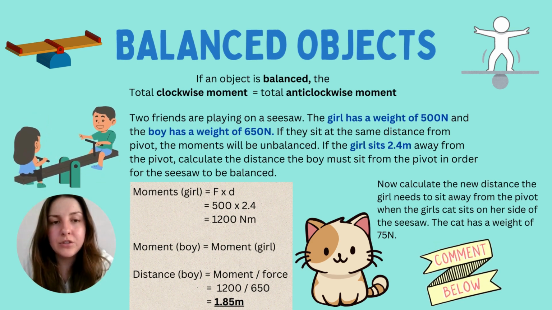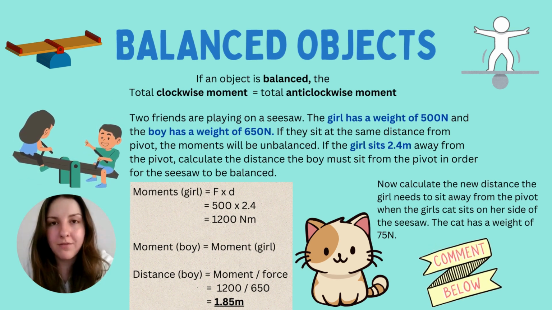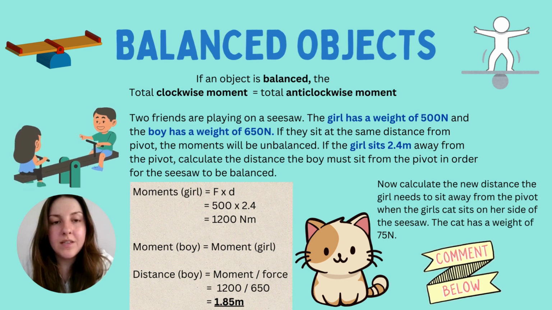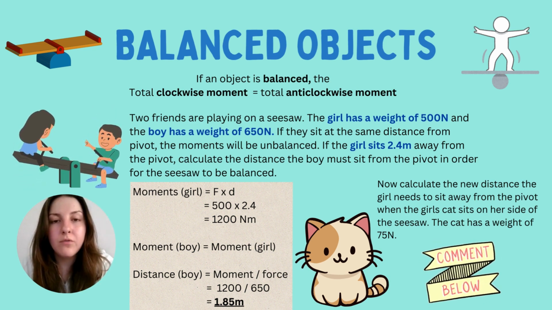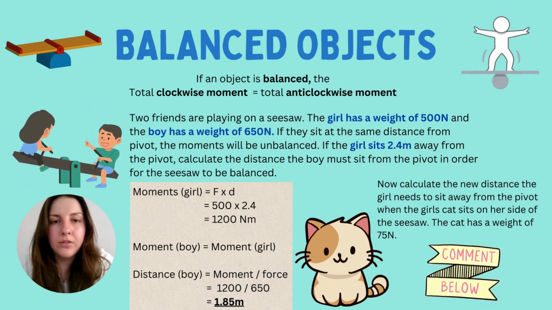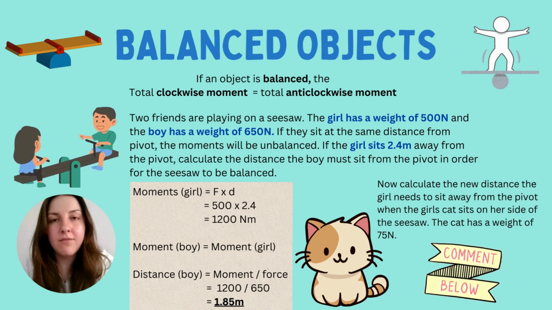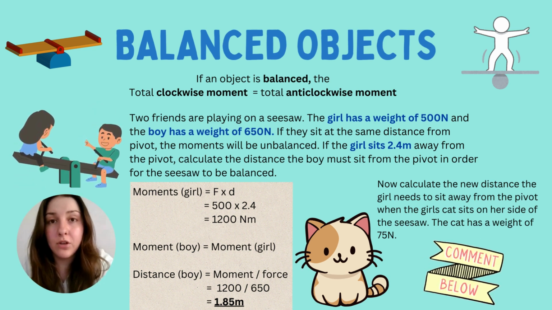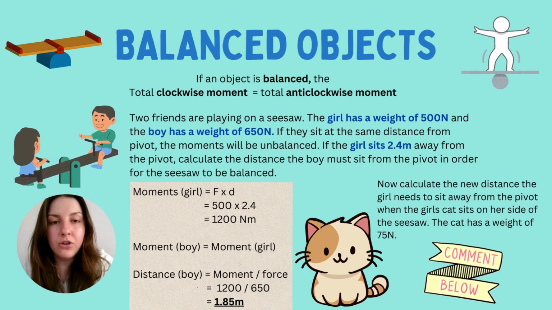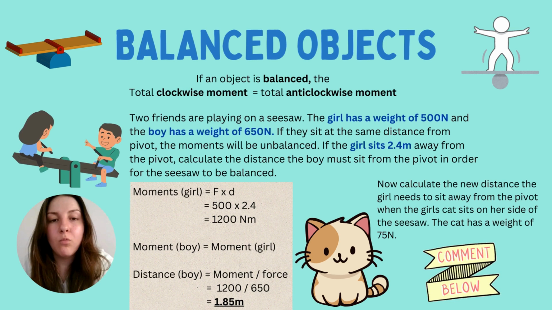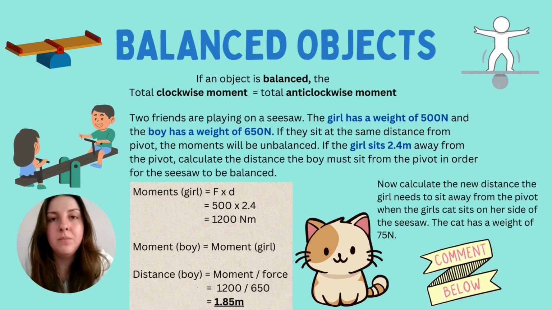So if the girl sits 2.4 meters away from the pivot, the center bit, calculate the distance the boy must sit from the pivot in order for the seesaw to be balanced. Just like before, we're going to calculate the moments of what we can. We have the information for the girl, so we're going to do force times distance for the girl. That'll be 500 newtons times 2.4, and this will give us an answer of 1,200 newton meters.